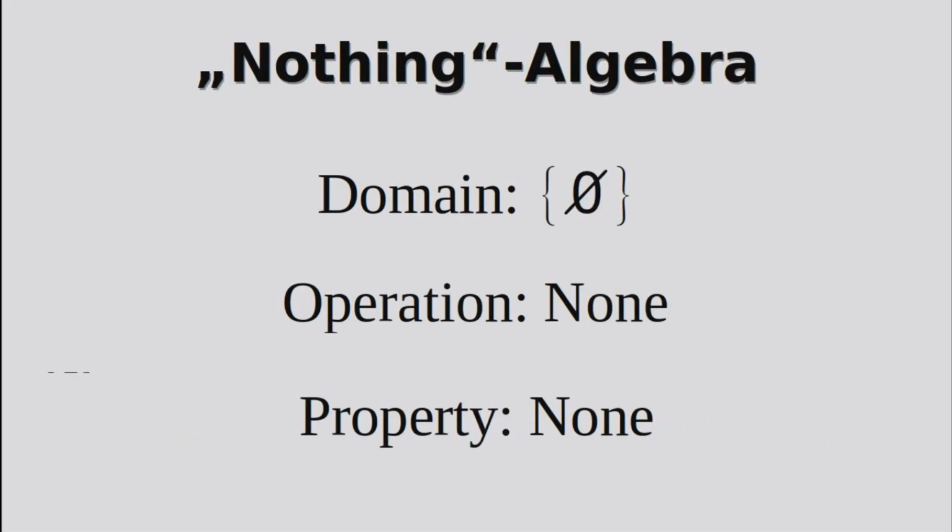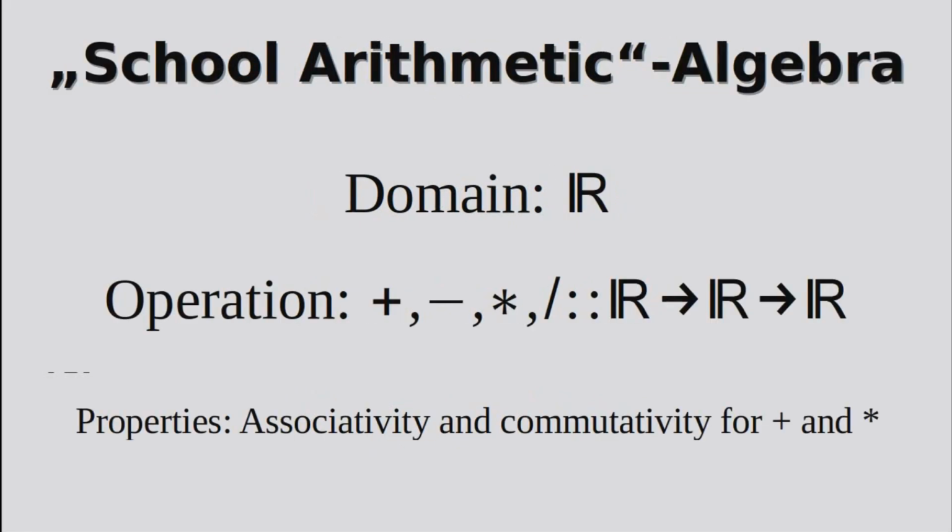So, some more examples, like the nothing algebra. In this case, we have no operation and no property. The domain only consists of one element, which is the empty set. Now, it's not okay to have the empty set itself as a domain, because the domain has to be non-empty. But otherwise, you do not have to have any operations. So yes, this is the nothing algebra, which does nothing.